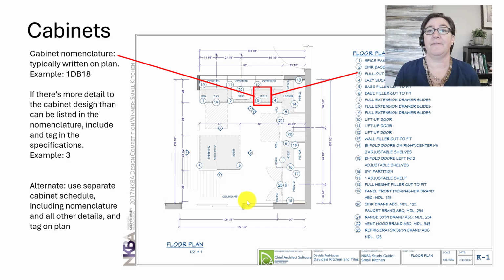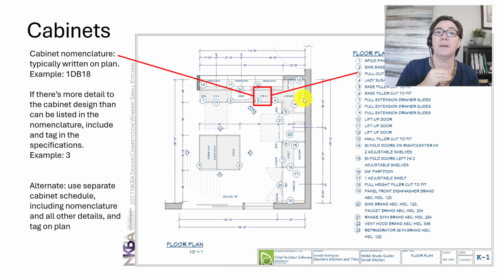All right, NKBA graphic standards include cabinet nomenclature, and it's typically just written on the plan. You'll remember that cabinet nomenclature is like a nickname for that particular cabinet. Here's an example right here, 1DB18. Remember, that is a one drawer base cabinet, 18 inches wide. That is just written straight on the plan, 1DB18. And you can see that as we look around on this plan, several of them have that nomenclature right on there.